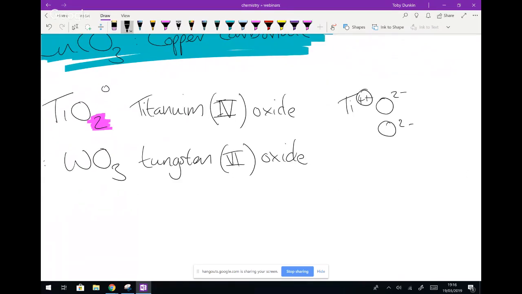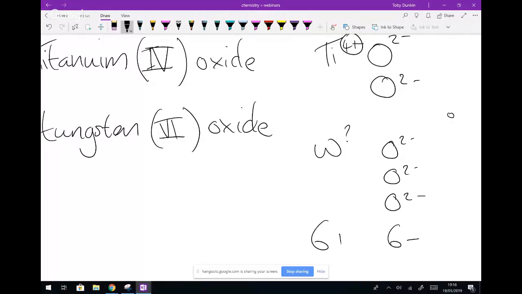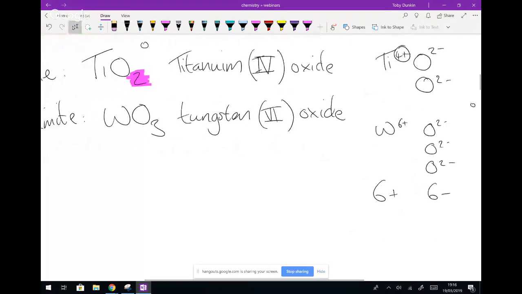Well done. For the second one, same thing. Tungsten, question mark, O2 minus, O2 minus, O2 minus. We need to get to 0. We've got 6 minuses to cancel. I need 6 plus. So we've got 6 plus there on tungsten. Cool. Well done, guys. Really impressed.